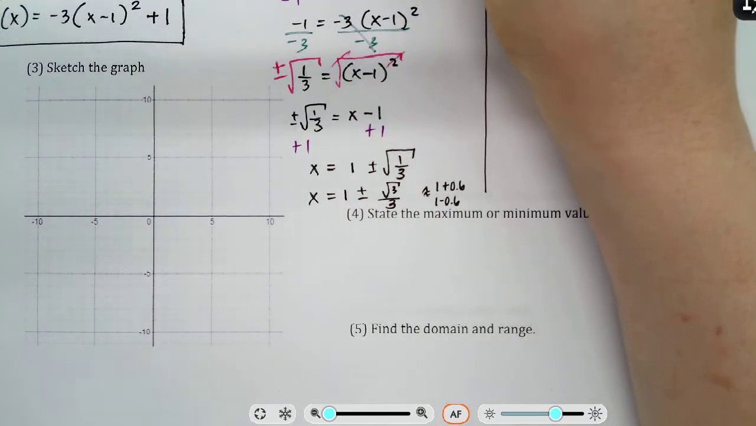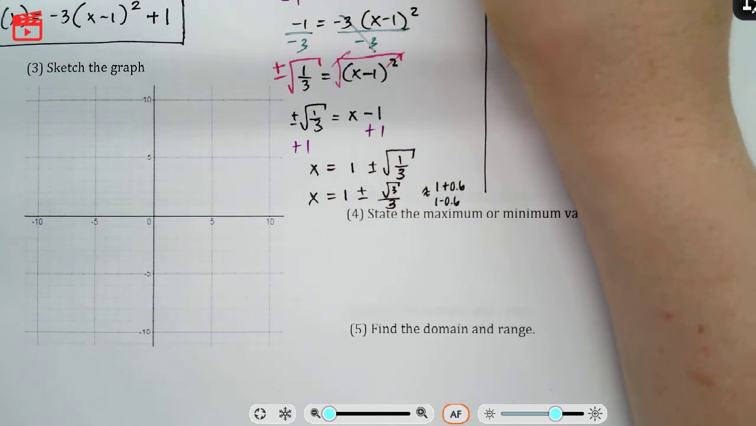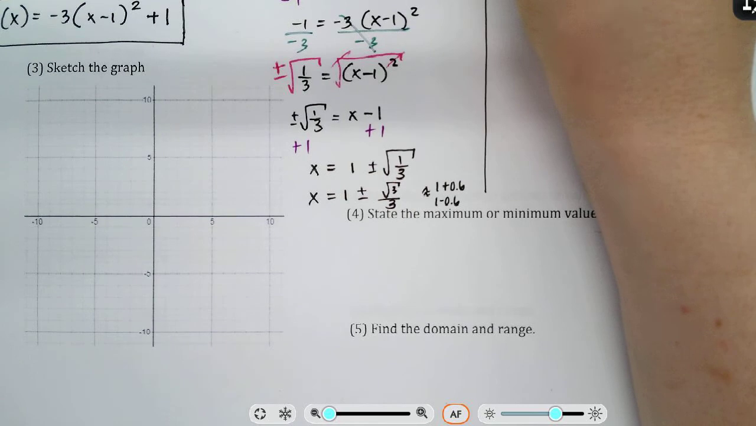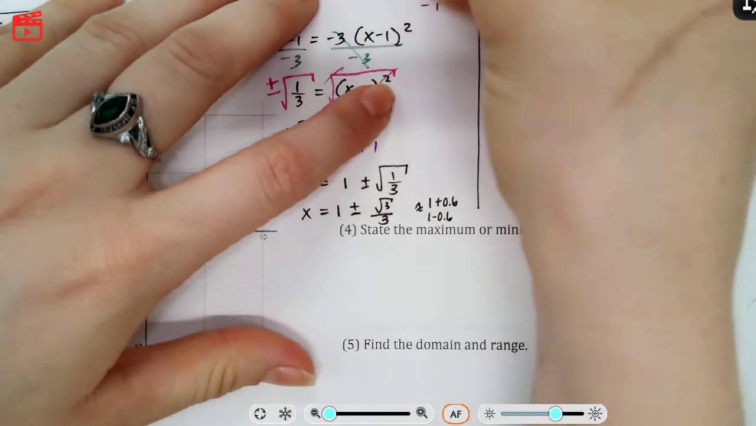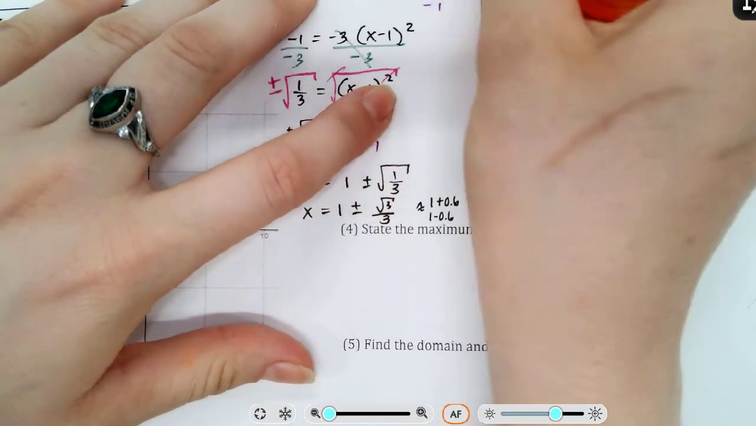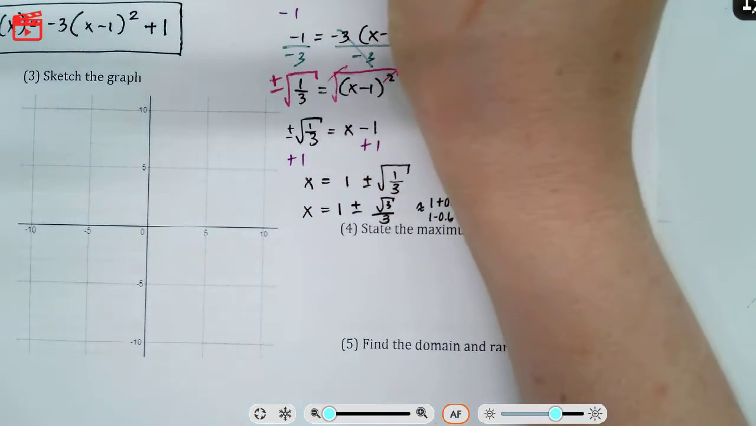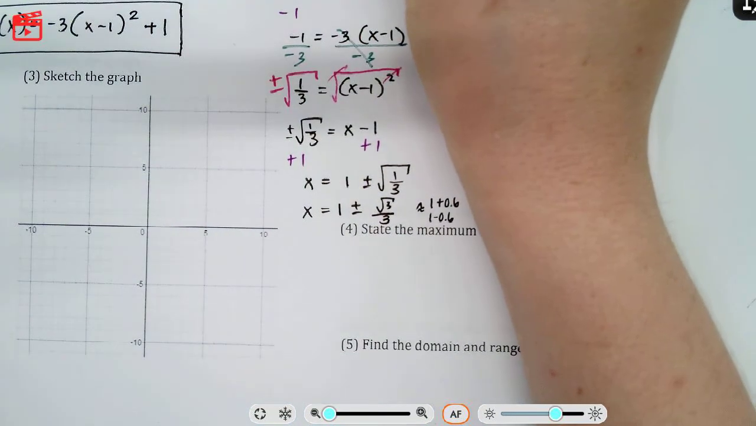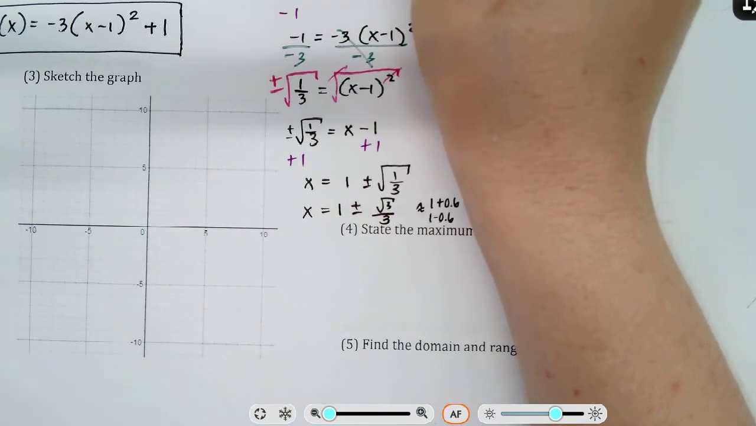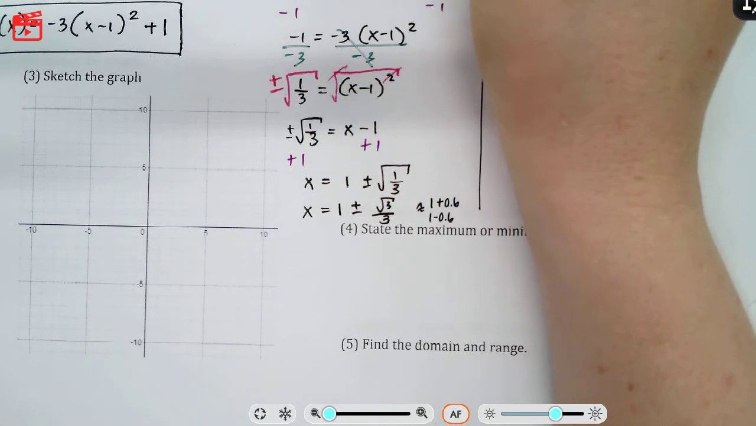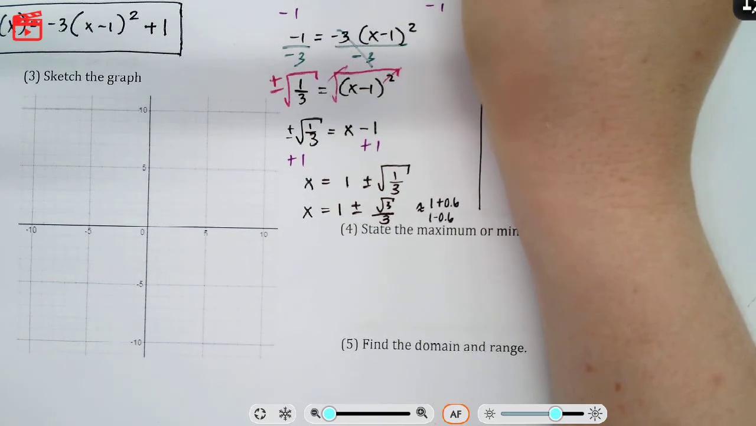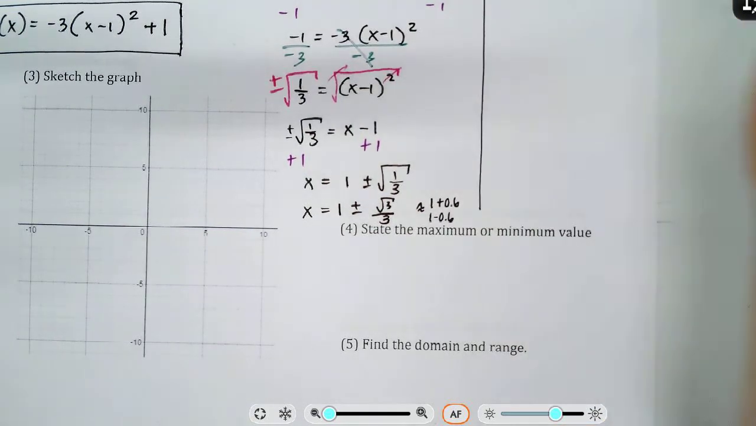But for the actual values, it's going to be 1 plus the square root of 3 over 3, and the other one will be 1 minus the square root of 3 over... Ooh, gosh, I just realized we're supposed to set y to 0, and I just wrote it that way. Sorry. X-intercept, it's going to be 1 plus square root of 3 over 3, comma 0, and 1 minus the square root of 3 over 3, comma 0.